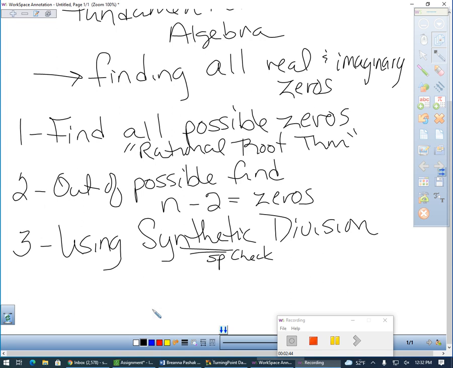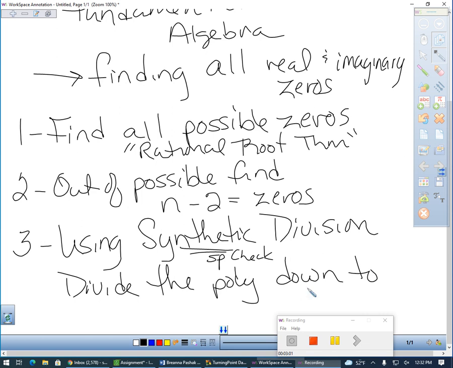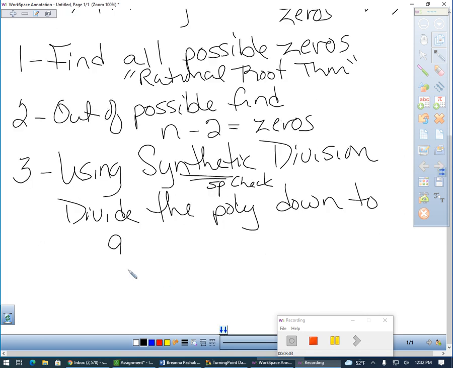Anyway, using synthetic division, you divide the polynomial down to a quadratic. And then, step 4, solve the quadratic.